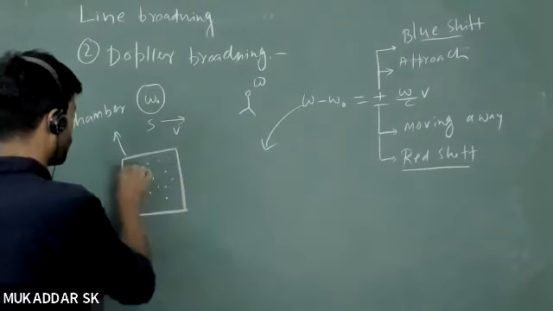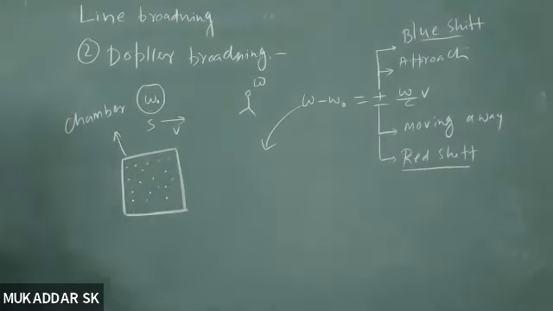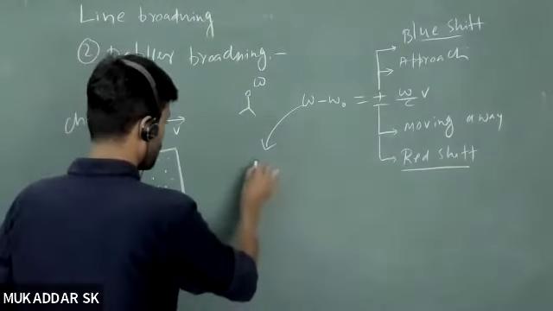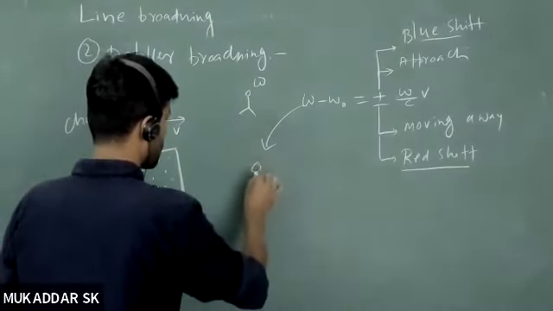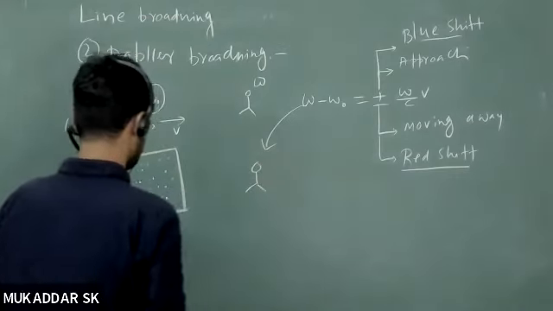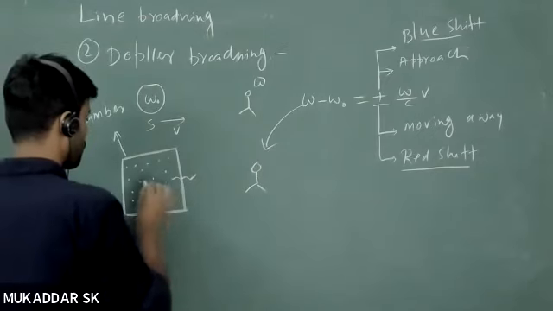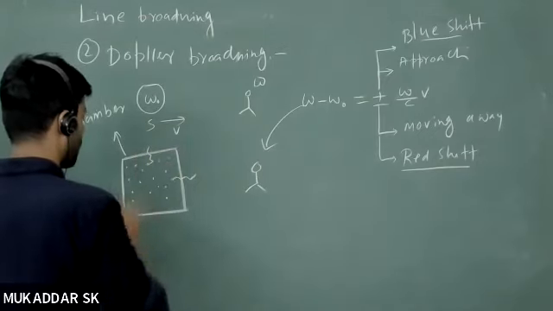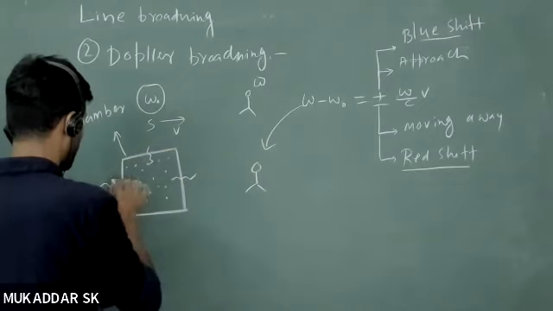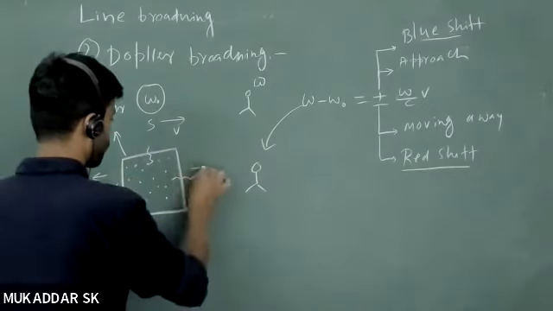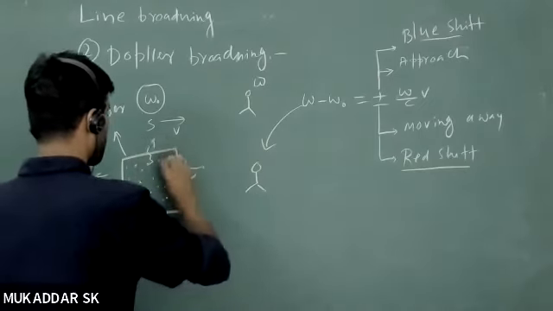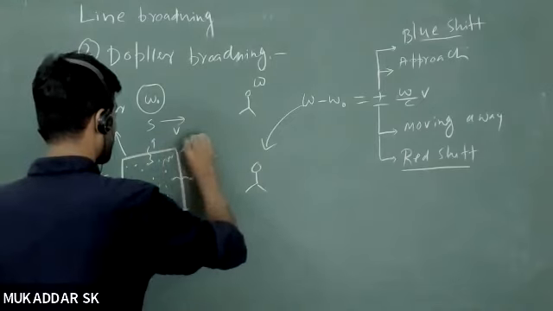And they are actually not at rest. They are moving randomly, right? Suppose this is the observer. So some atoms, let us assume, are moving this side, some atoms moving this side, some moving this side, and of course some moving at some angle.